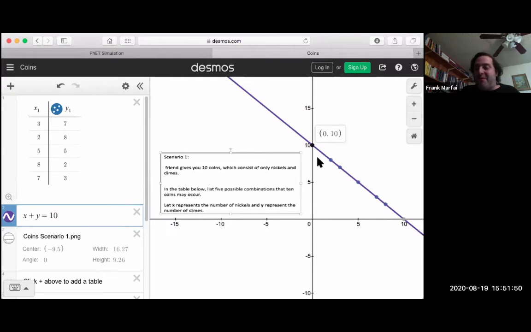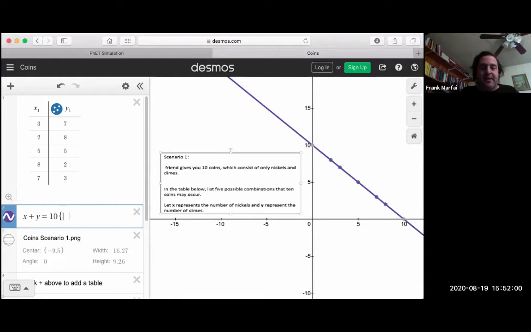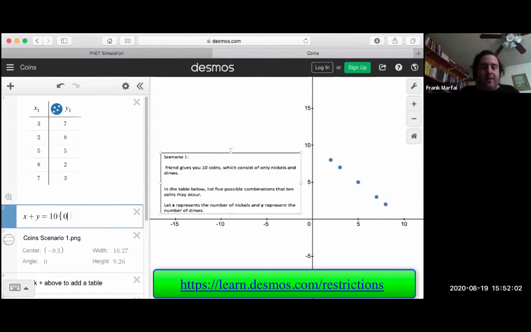So a couple of other things that we can do is also to adjust the domain of this function. We would say, well, is it reasonable to have negative coins? You can do that by adjusting. What we do is make it a set, so you actually restrict your input. So 0 is less than, less than 10.